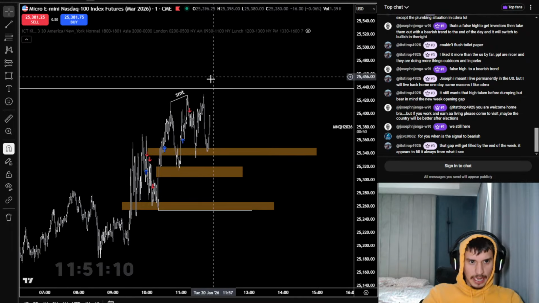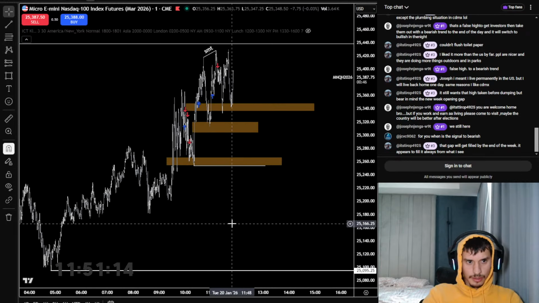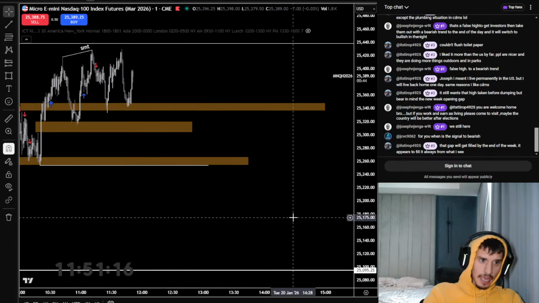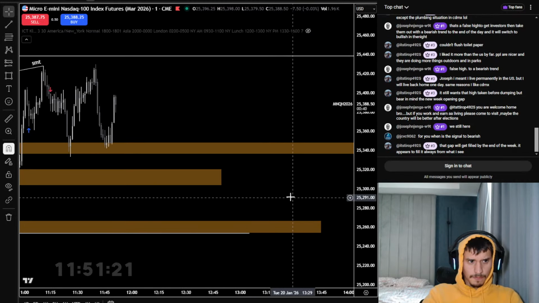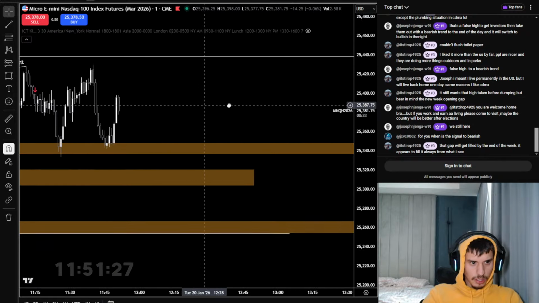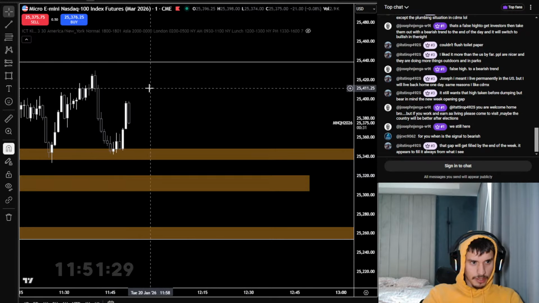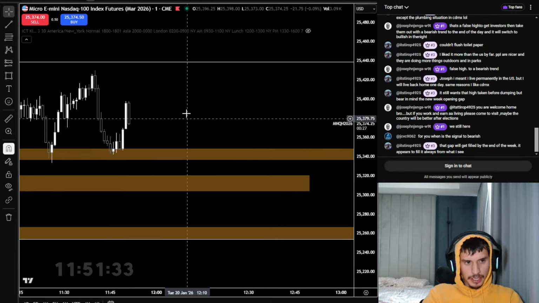Perhaps we do take the high here, but ultimately my draw for the day is going to be this London low. Possibly happening in the PM, possibly not happening today at all. But I'm still dubious on the bullish order flow. So I'm still waiting for some type of rejection or some type of bearish order flow coming in.